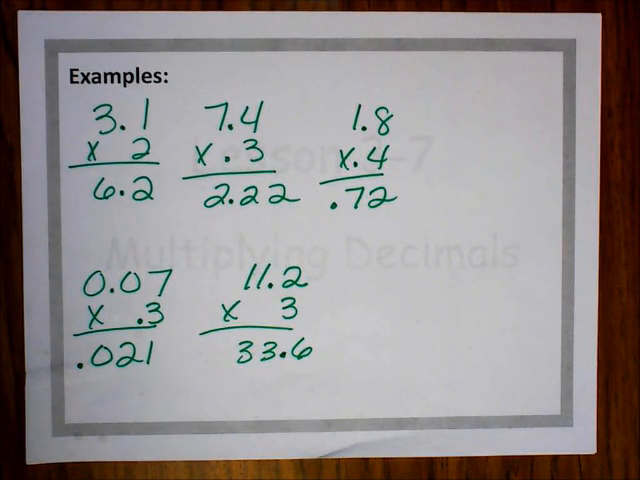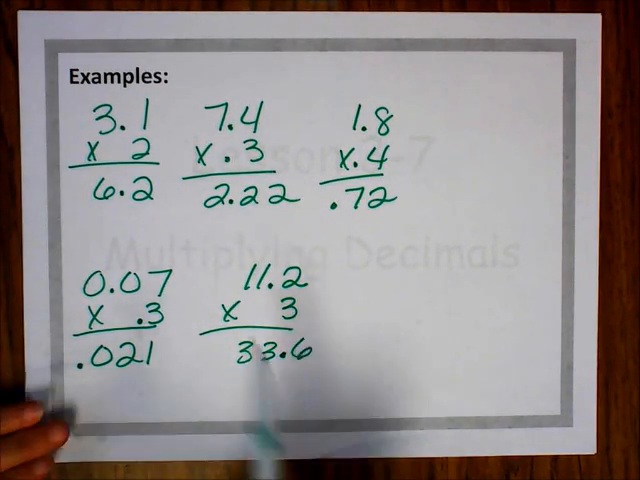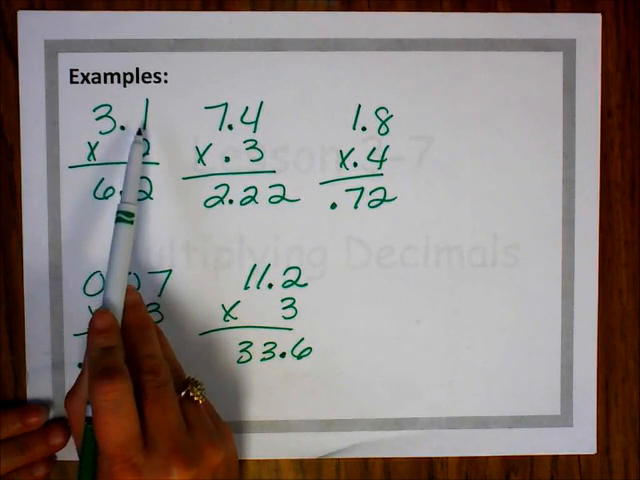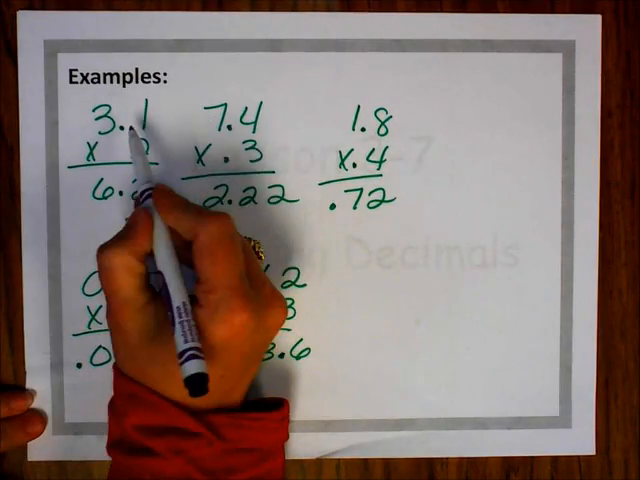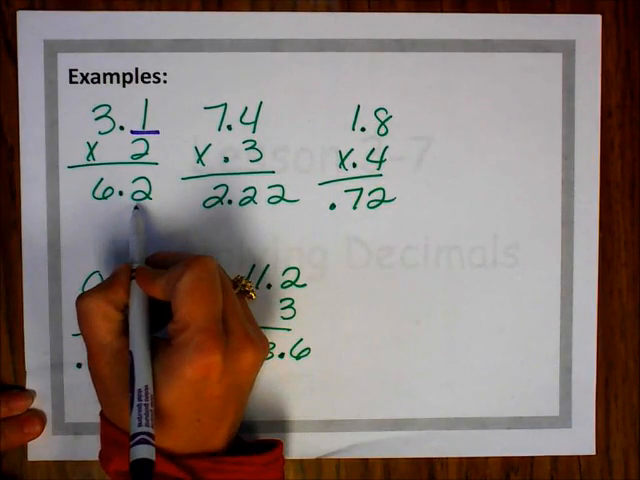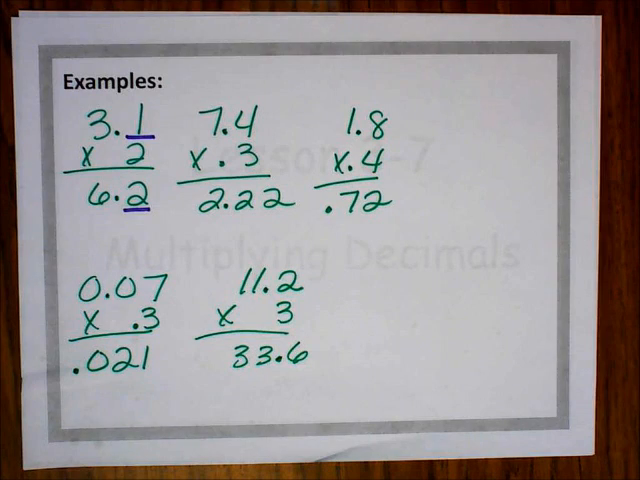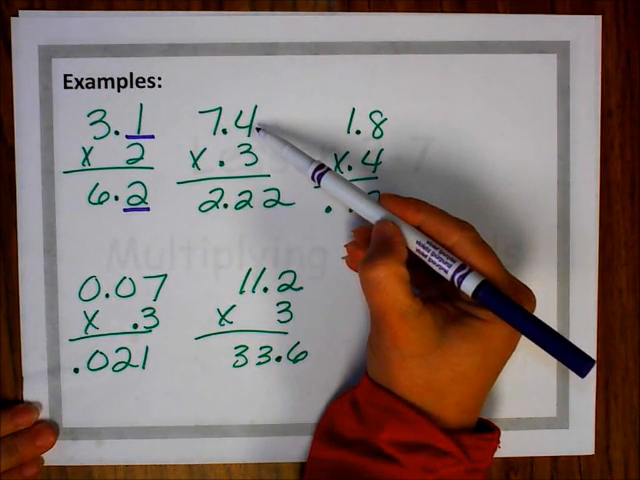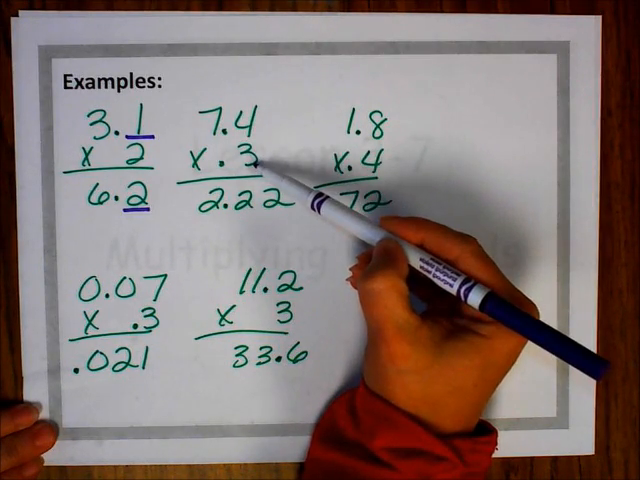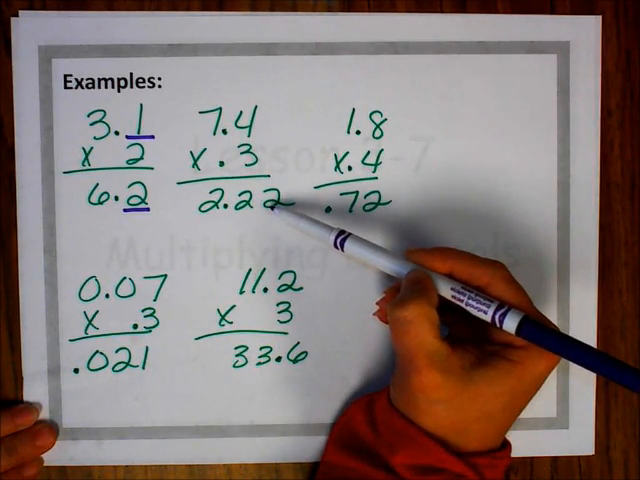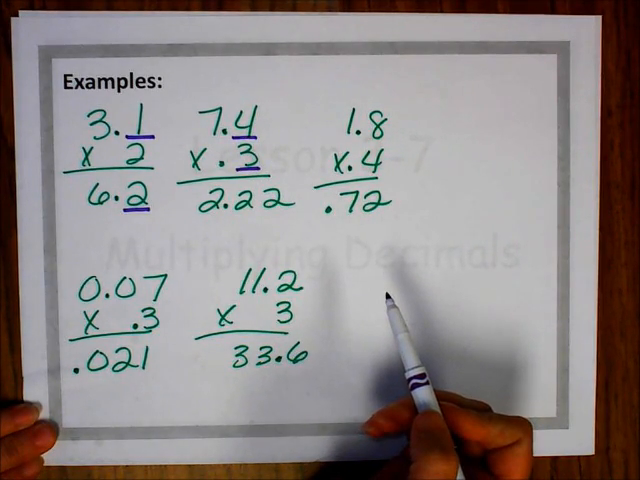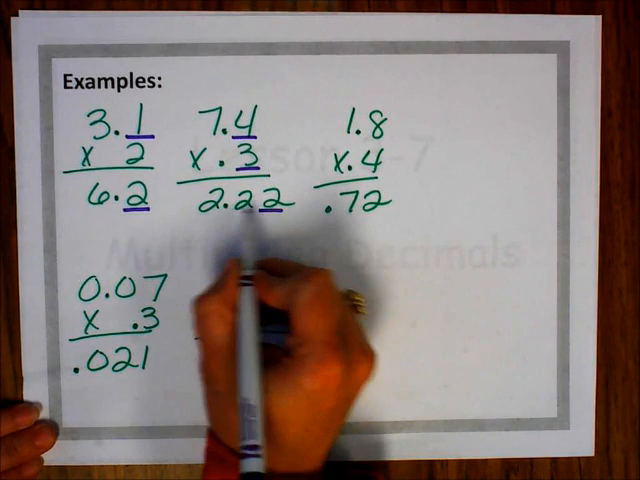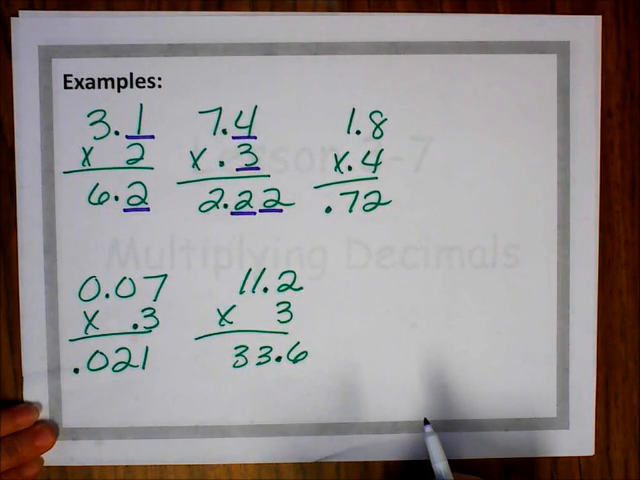Okay, now let's look. Notice if I ignore the decimal, 31 times 2 is 62. I had one number behind the decimal in the problem, so I had to have one number behind the decimal in my answer. For the second problem, if I ignore the decimals, 74 times 3 is 222. I'm going to count how many numbers are behind the decimal. I have two numbers behind the decimal in the problem, so I'm going to have two numbers behind the decimal in my answer.